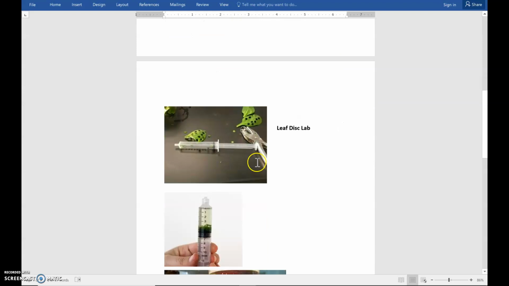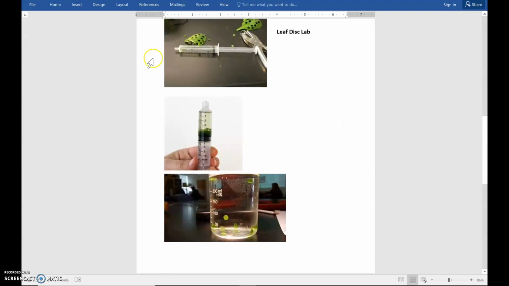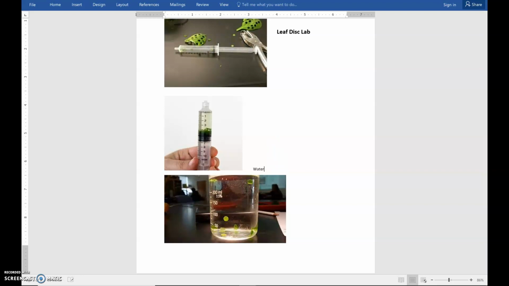So where did we get photosynthesis? How did we see photosynthesis in this lab? Well, we needed water, and we got water in the liquid, right? And the water came from the liquid that was in the beaker.